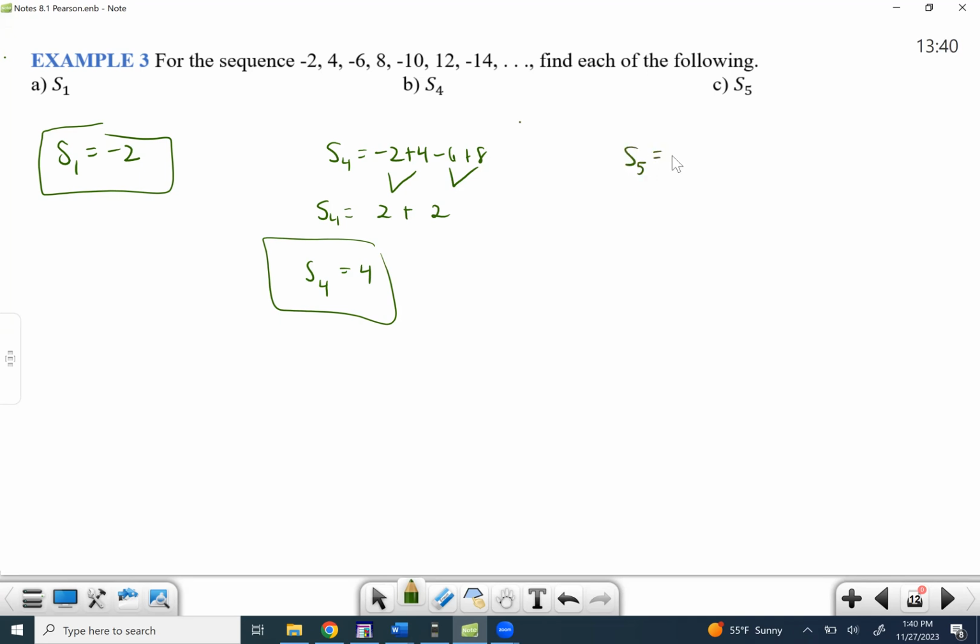Okay, so this would just be -2 plus 4 plus -6 plus 8 plus -10. So all it's done really is it's taken S sub 4 and added one more term, right? These we already know add up to 4 from the work we just did. We just got to tack on the -10 now, right? So it looks like the answer is going to be -6.